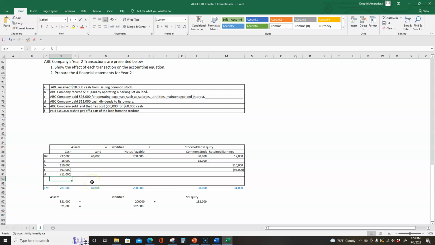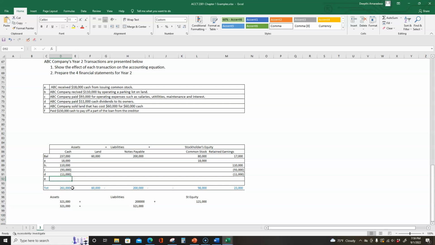What else happened? We know that dividends increased by $11,000, but dividends has the effect of decreasing retained earnings. So we're going to go to retained earnings and decrease retained earnings by $11,000. So for this transaction, the assets decreased by $11,000, stockholders' equity decreased by $11,000, keeping the accounting equation in balance. Let's look at transaction E.